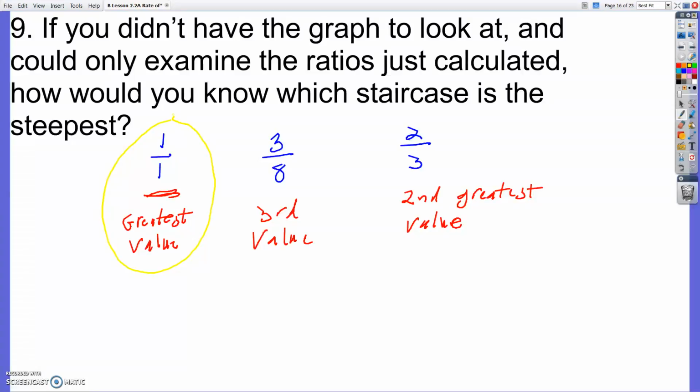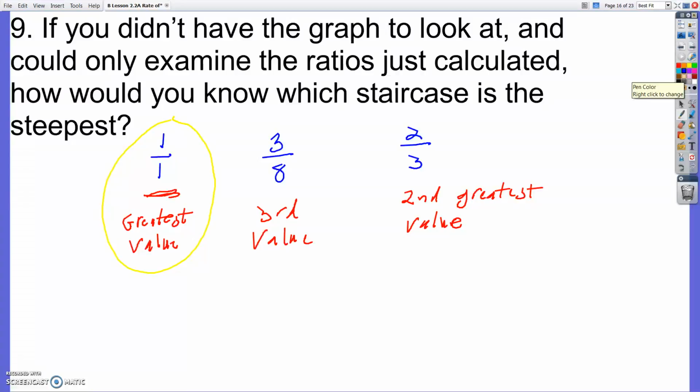My third staircase, 2 over 3, was the second steepest, and 2 over 3 is the second greatest value. So it's a little smaller than 1, but it's a little bigger than 3/8. So that's why it was second. And finally, 3/8, which was my smallest value, that was also my least steep.